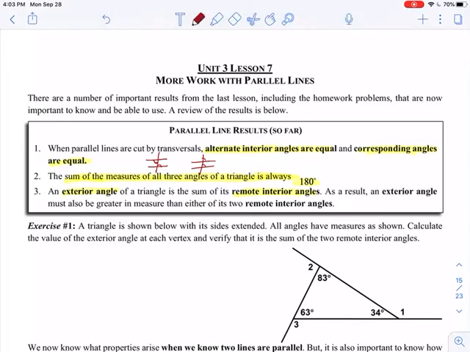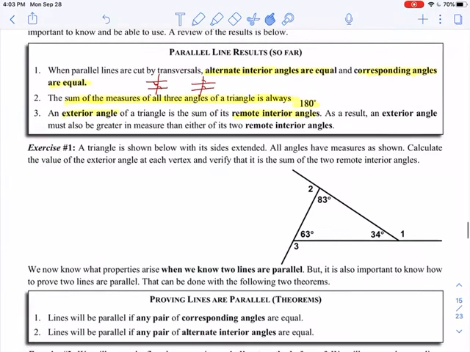All right, so a triangle is shown below with its sides extended. All angles have measures as shown. Calculate the value of the exterior angle at each vertex and verify that it is the sum of the two remote interior angles. So here's what this says right here. Angle 1 is an exterior angle. It sits outside of the triangle. It's equal to the sum of the two remote interior angles. By remote interior angles, I mean the ones that are furthest away from angle 1.